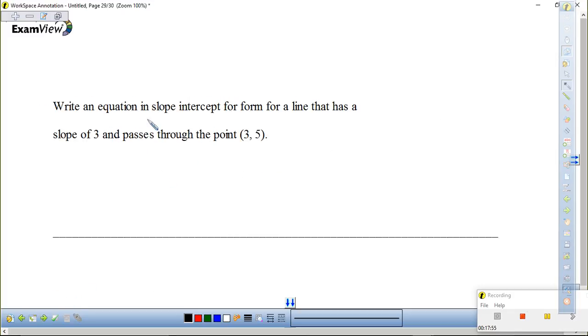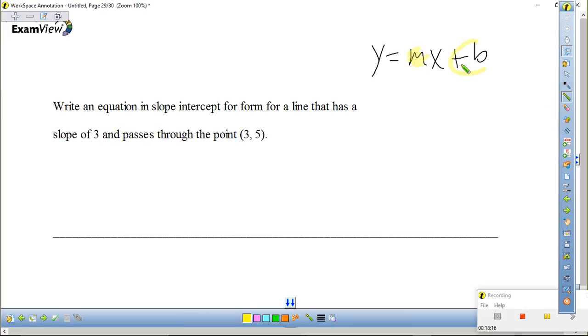It says, write an equation in slope-intercept form for the line that has a slope of 3 and passes through the point (3, 5). If you remember when we first started writing equations in slope-intercept form, which was y equals mx plus b, what is the only information that we needed? We only needed the slope and the y-intercept. Is that correct? Do they give us that here? They only gave us the slope but no y-intercept.